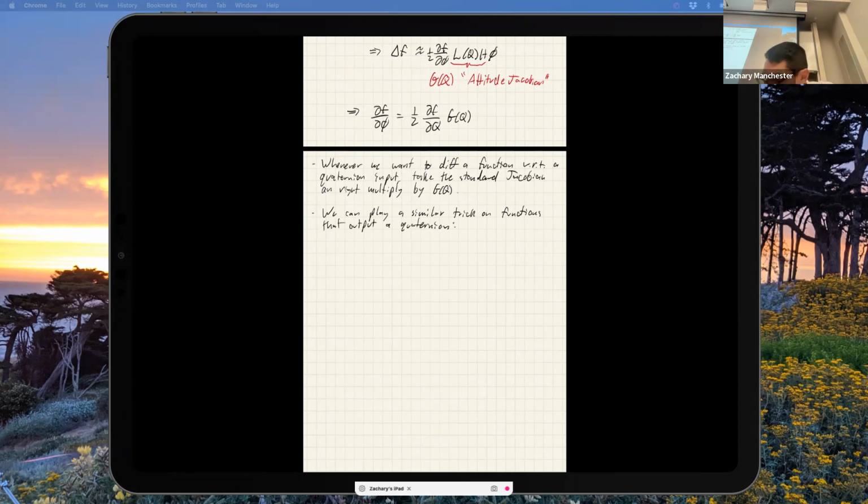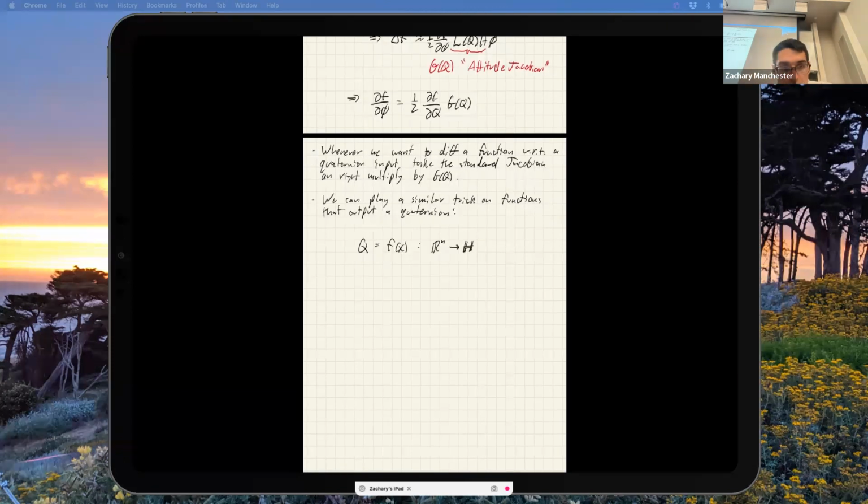Okay, so here's what we do. Here we say we've got Q equals f of x, where x can be sort of R^n, and f maps to quaternions, H. Okay, so here's how we're going to do this.